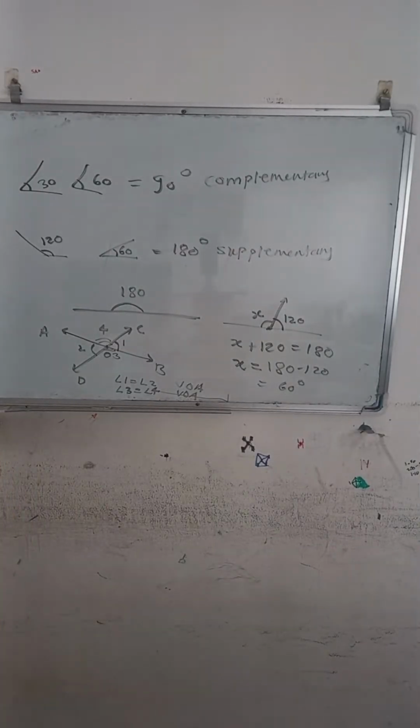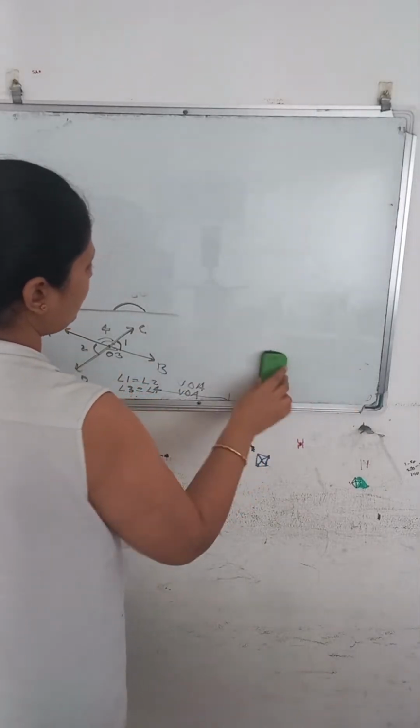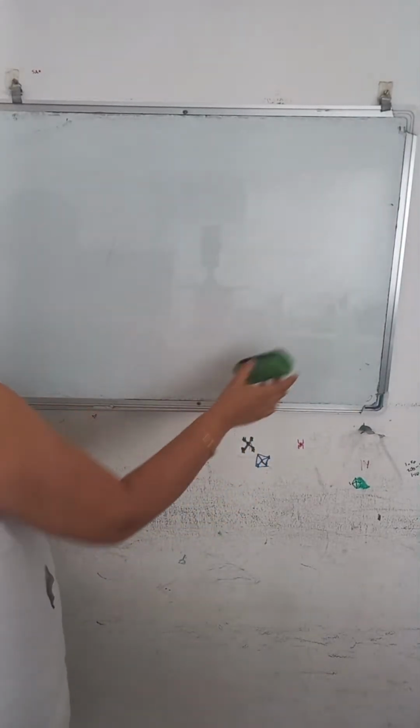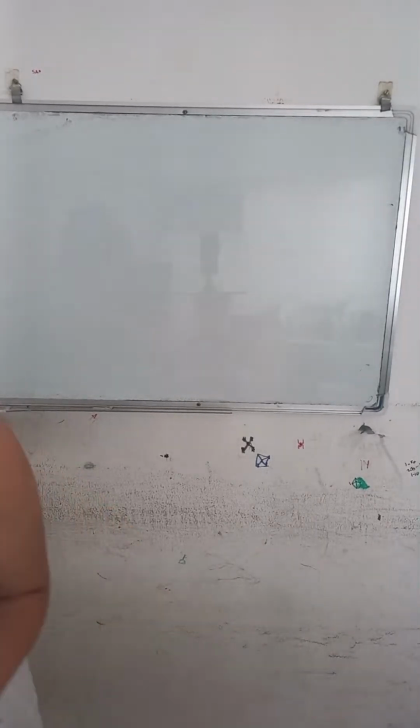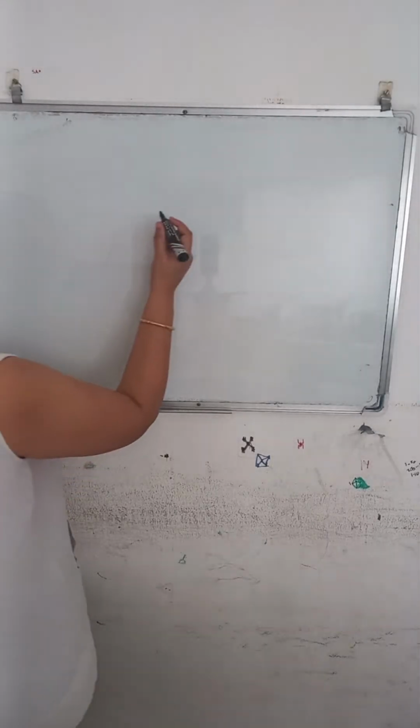If angle AOC plus angle BOE is equal to 70 degrees, and angle BOD is equal to 40 degrees, find angle BOE and angle EOC. And here I will draw the given figure.